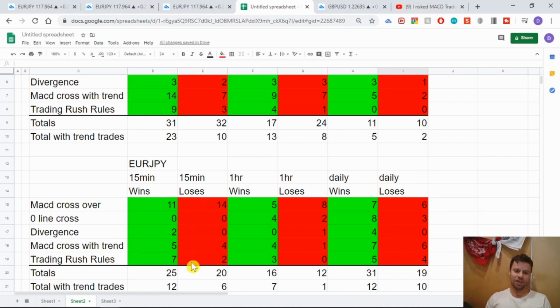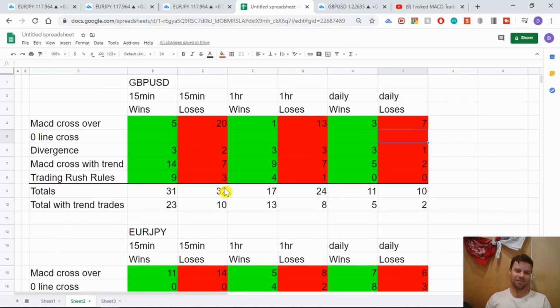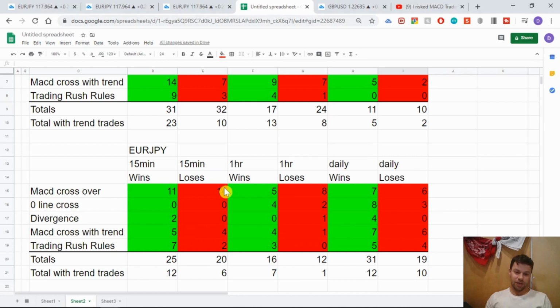9 to 3, 7 to 2 on the 15-minute time frame. This stands with how he was doing his testing. He was doing it on the 30-minute chart. So outstanding results. It is definitely something to look into.